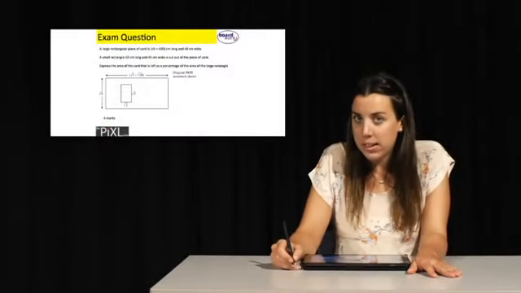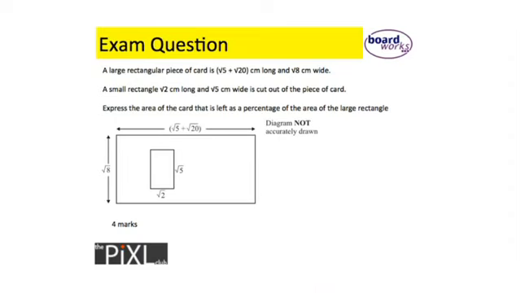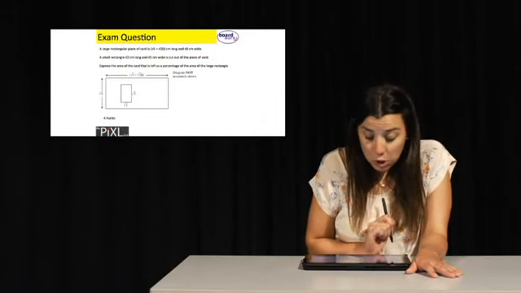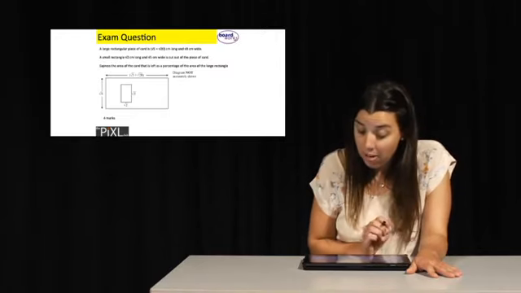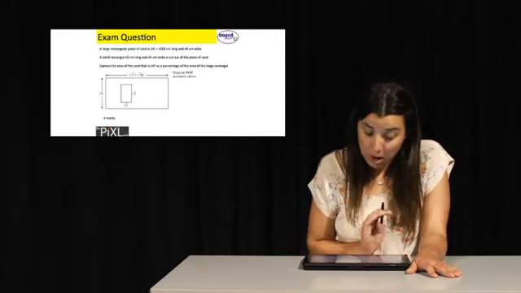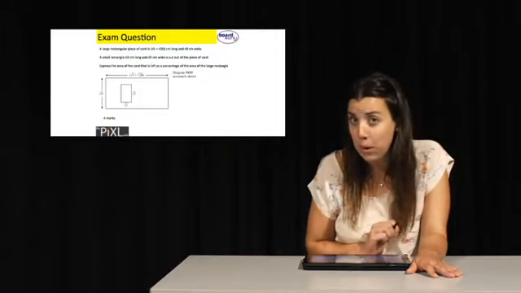So our last question for surds has been taken from an exam paper. A large rectangular piece of card is, brackets, root 5 add root 20 centimetres long and root 8 wide. A small rectangle, root 2 centimetres long and root 5 centimetres wide, is cut out of the piece of card, and you can see that in the diagram here. What you need to do is express the area of the card that is left as a percentage of the area of the large rectangle. You have 4 marks, therefore 4 minutes, off you go.